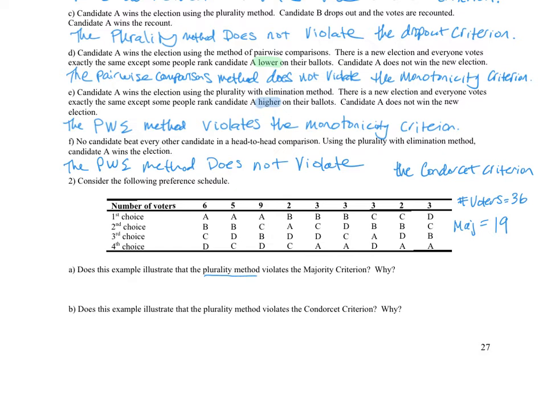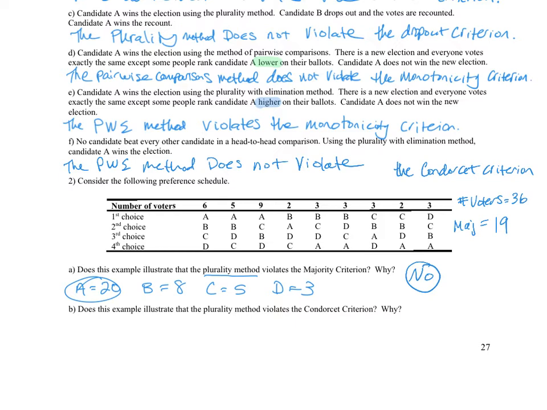So now I'm going to use the plurality method, count up the first place votes for each candidate. A has 20. B has 5, 8. C has 5, and D has 3. So does this violate the majority criterion? A would be the winner here. A has a majority and wins, so no violation. Okay. The majority criterion says that if some candidate has a majority of the votes, they should win, and that's exactly what happened. Does this example illustrate that the plurality method violates the Condorcet criterion?